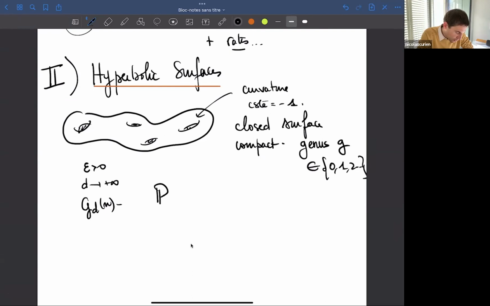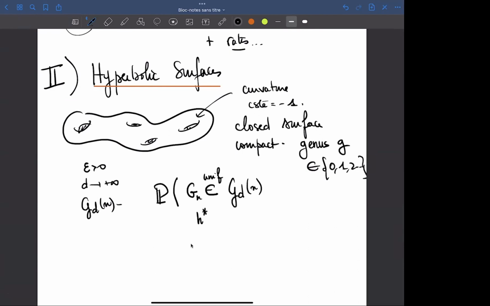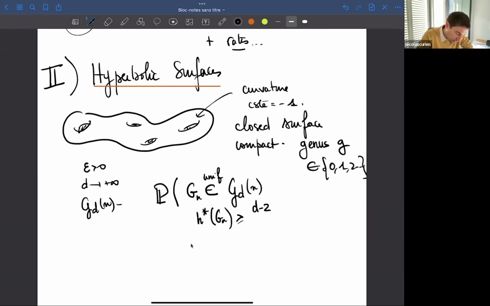So actually, the probability that if you take a graph G_n uniform in G_{n,d} with large d, the probability that its Cheeger constant is larger than d minus 2 over 2 times, say, 1 minus epsilon, because this also grows with d.